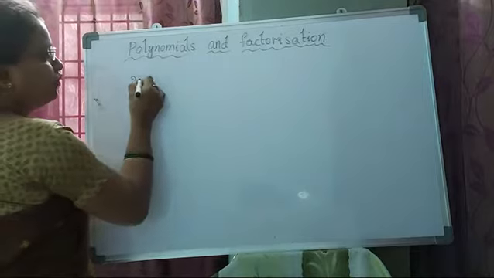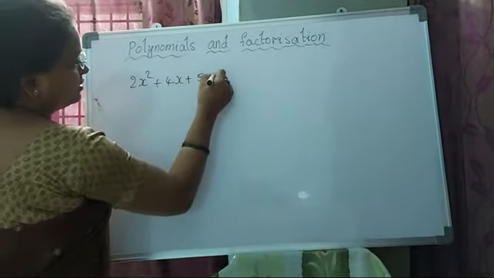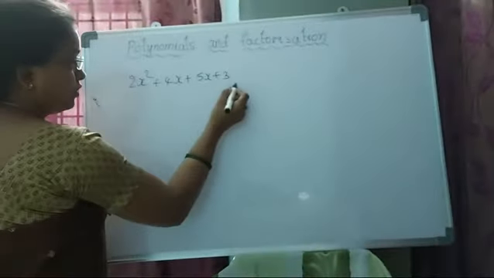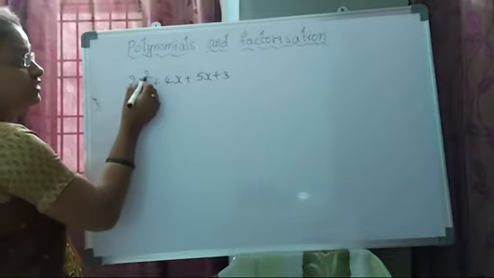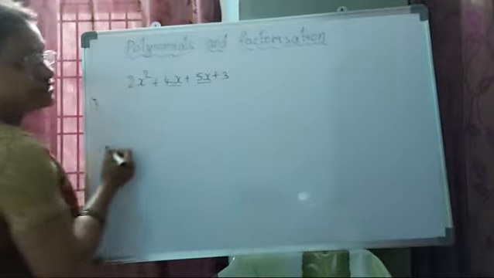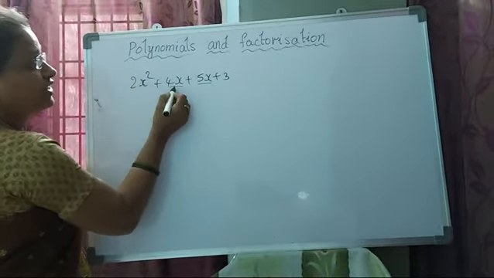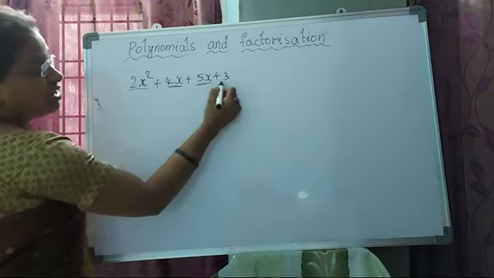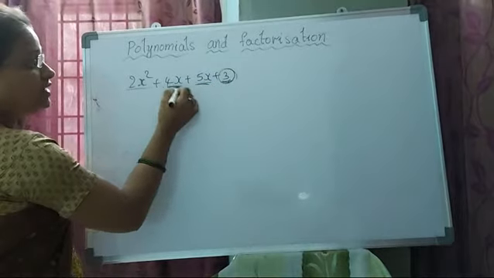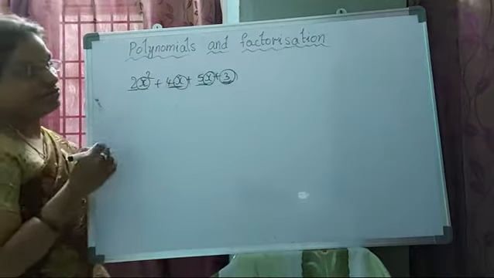See, 2x square plus 4x plus 5x plus 3. Is it a polynomial? Yes, it is a polynomial. It is having 2 as the degree. These are the two like terms, and it has only one variable. All terms, except the constant, have x as the variable. Only one variable we are having.